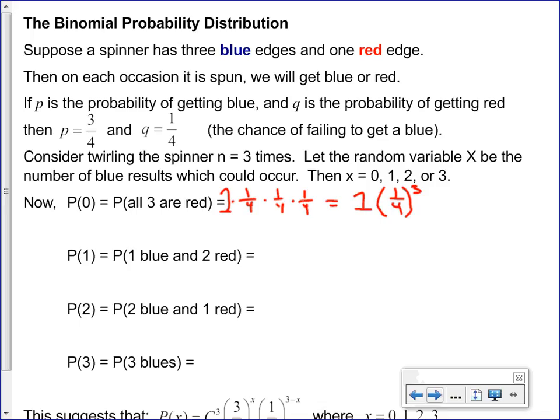Probability you get 1 blue. So you're going to have a 3/4, and then the other 2 are going to be red, so 1/4 and 1/4. How many different combinations can we get with that? 3. Just imagine that 3/4 would be the first one, the second one, or the third one. So would you agree that there are 3 ways to do this? So this would be 3 times 3/4 to the 1st power and 1/4 to the 2nd power.